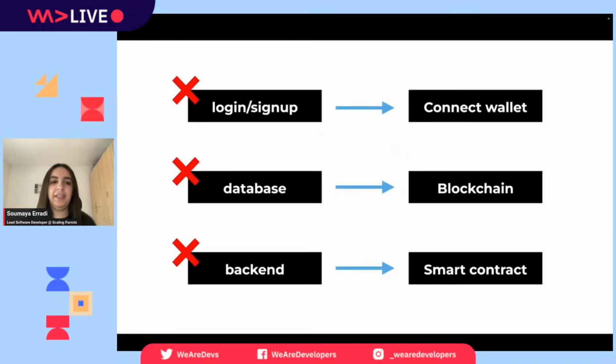So what's the main difference between a Web2 application and a Web3 application? In a Web2 application, we have login and sign up. In a Web3 application, we don't have it anymore. We just need a connect wallet, and this is our way to identify ourselves on our application. We don't need a database anymore because we are using the blockchain, and we don't need a backend anymore because we are using smart contracts.